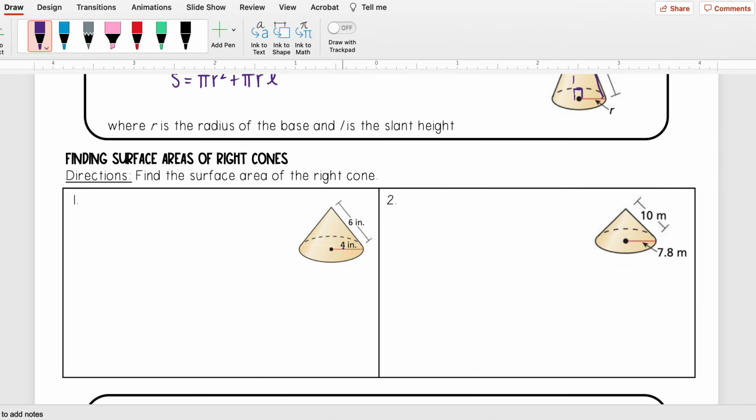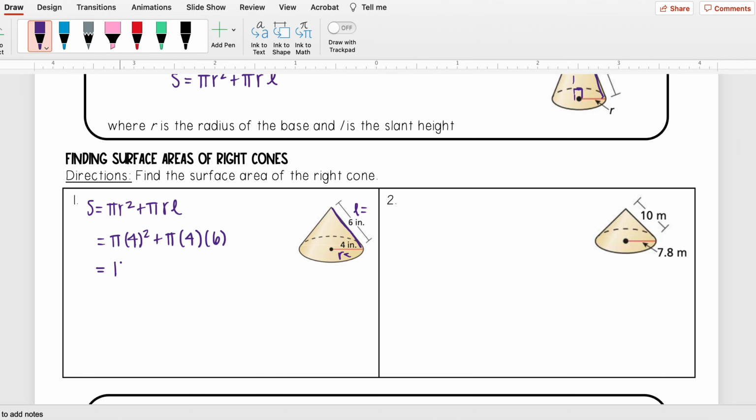So I have this cone here, and I want to find the surface area. Again, I want to use my formula, which is that S is equal to pi r squared plus pi r L. I see that my radius here is 4, and my slant height is 6. So this is going to be pi times r, which is 4, squared, plus pi r, which is 4, times L, which is 6.